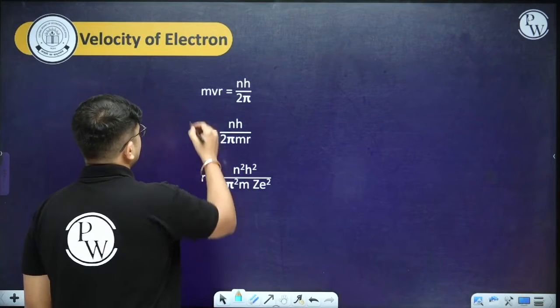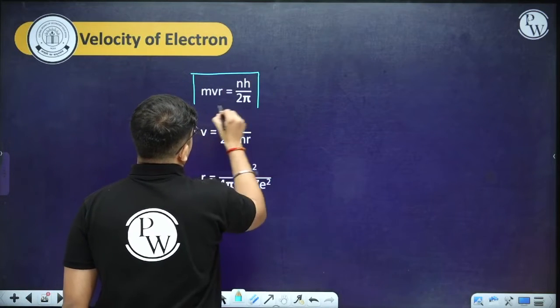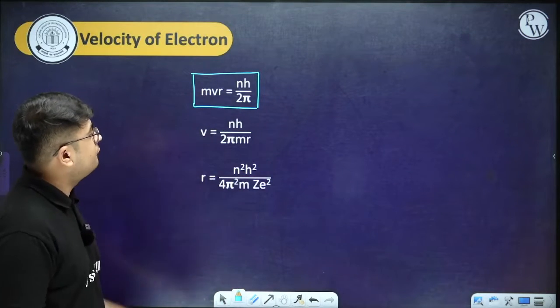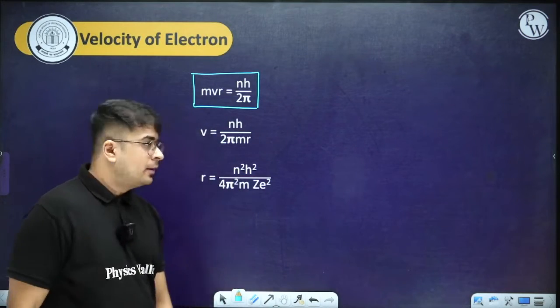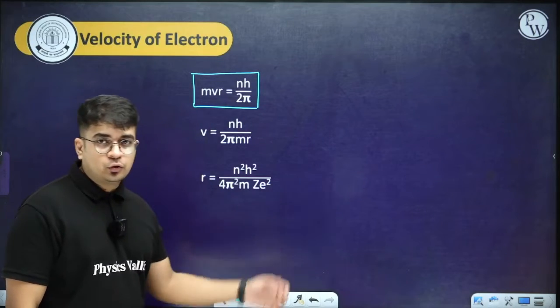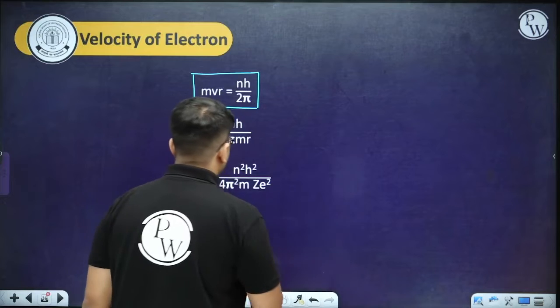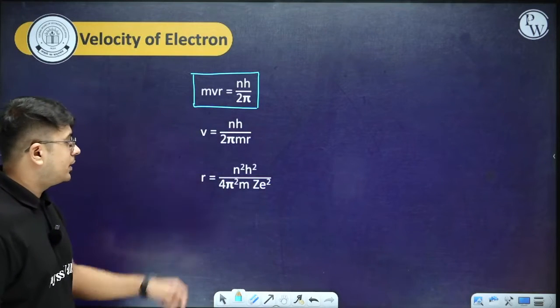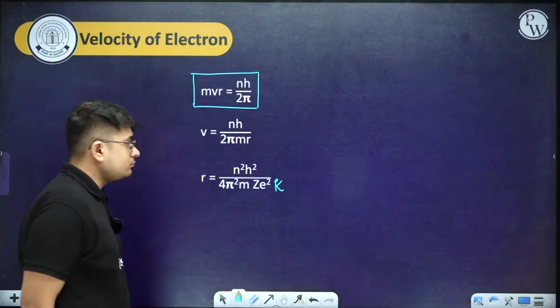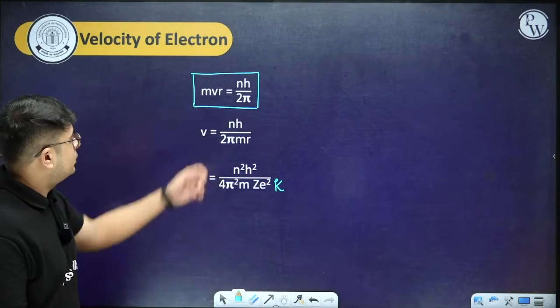Okay, now we know from the quantization of angular momentum that mvr is equal to nh over 2 pi. So v in that case will be nh upon 2 pi mr. Now we know the value of r. So r will be n square h square upon 4 pi square m Ze square multiplied by k. That is the value of r. Can I put the entire value here?